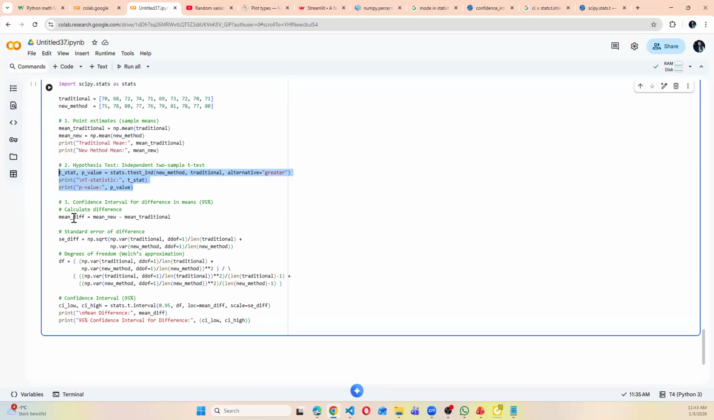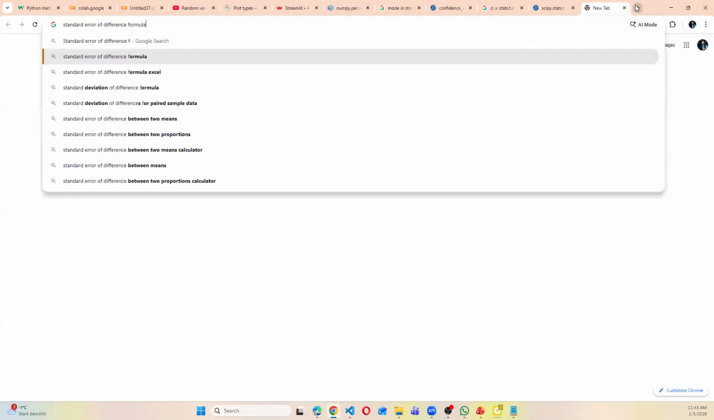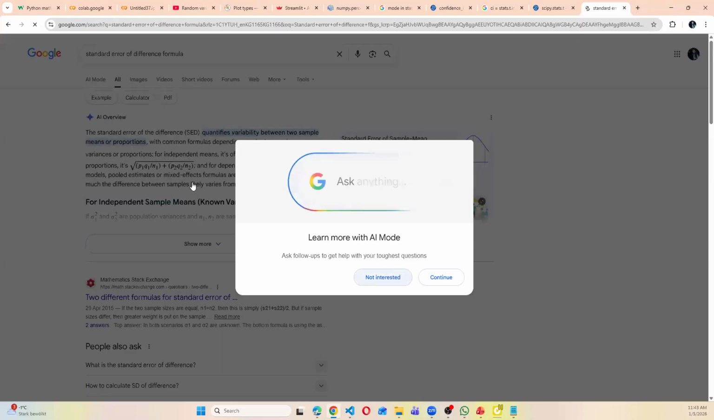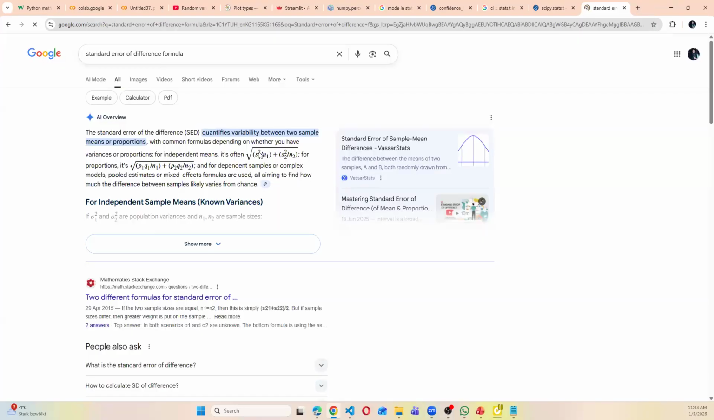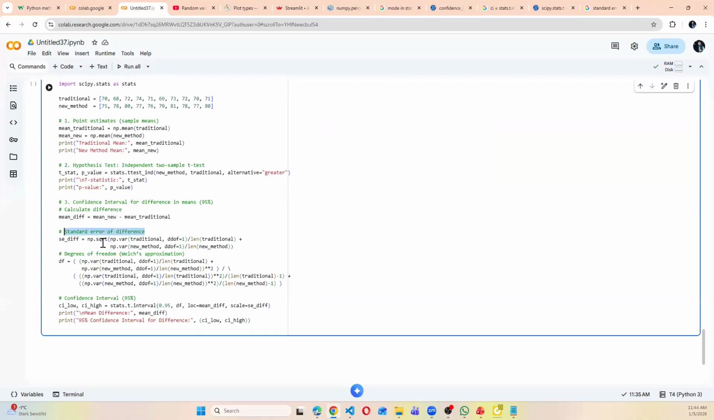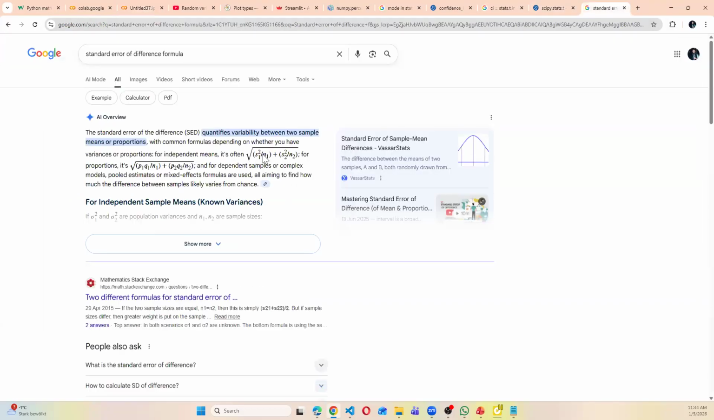Now I will see the difference. I take the mean of the new values minus the traditional, and then I set my standard error of the difference. There is a formula behind this one. So you will just write this formula. It is the square root of np.var, the variance of what? The traditional, with degrees of freedom 1. You can see here this one.